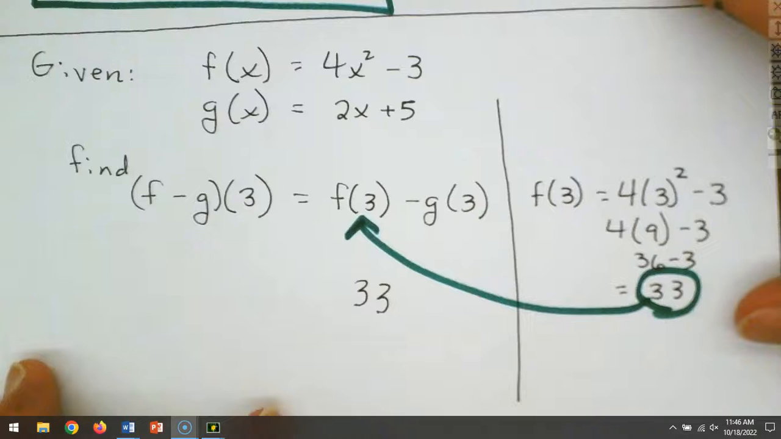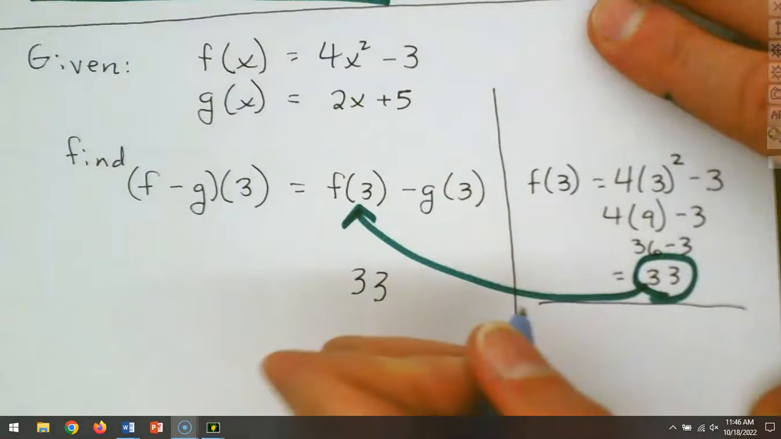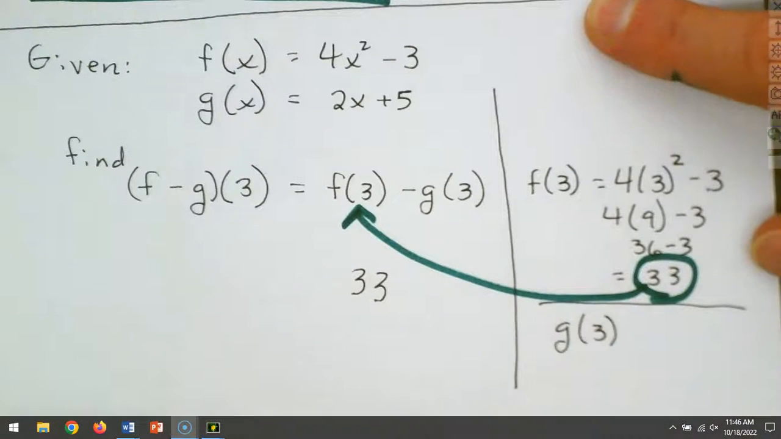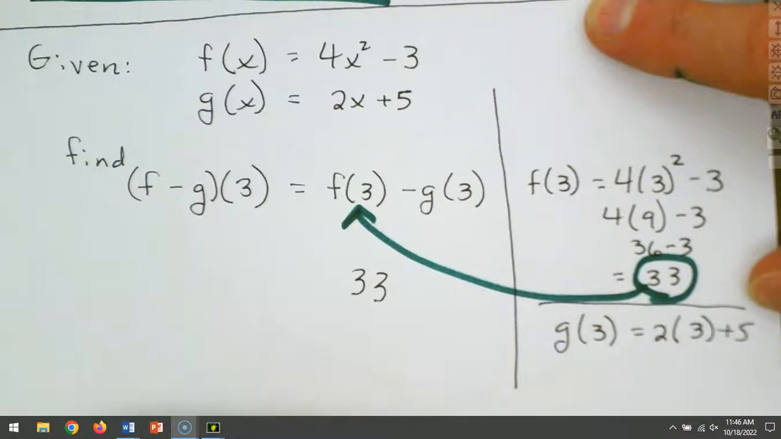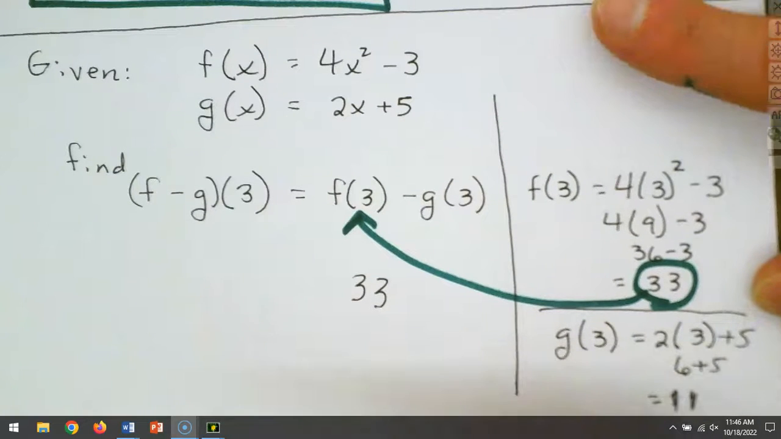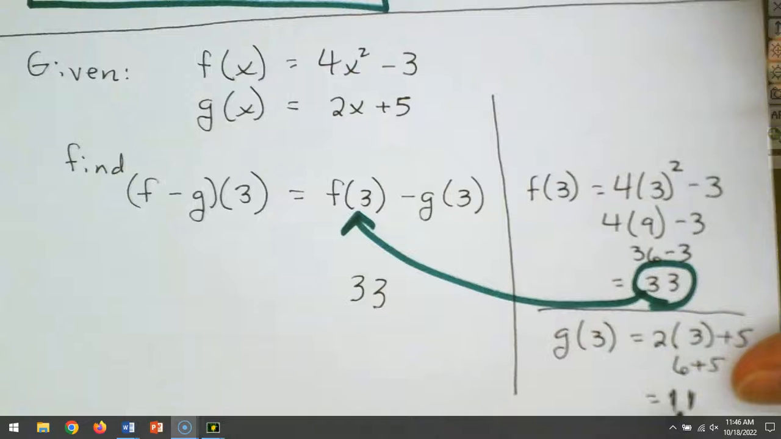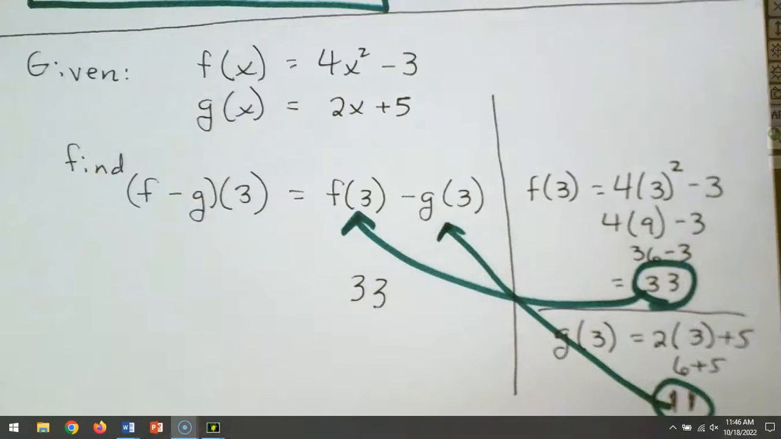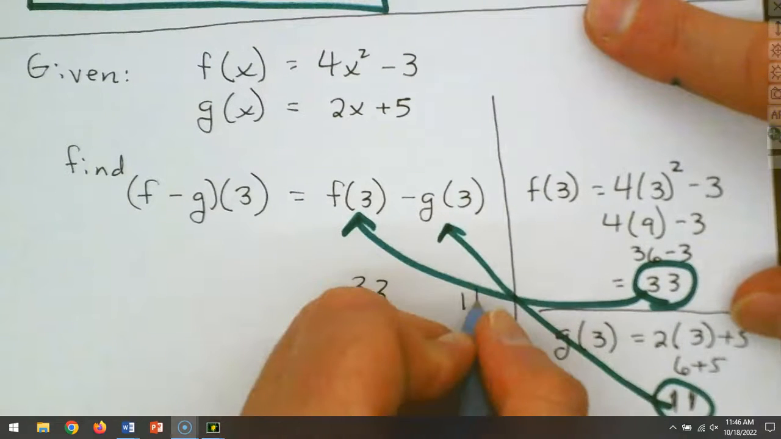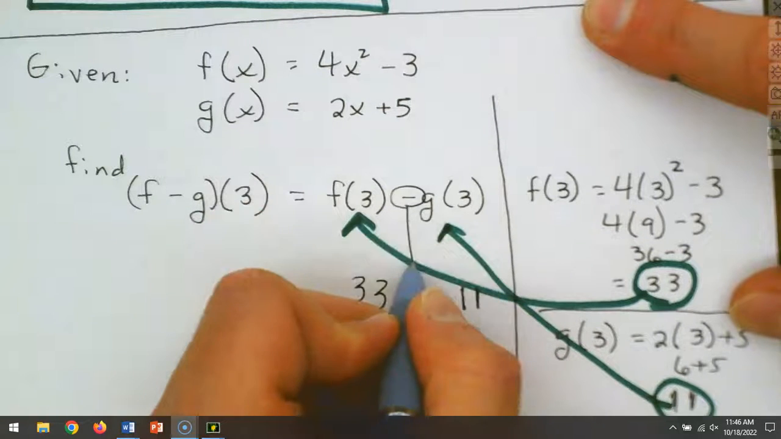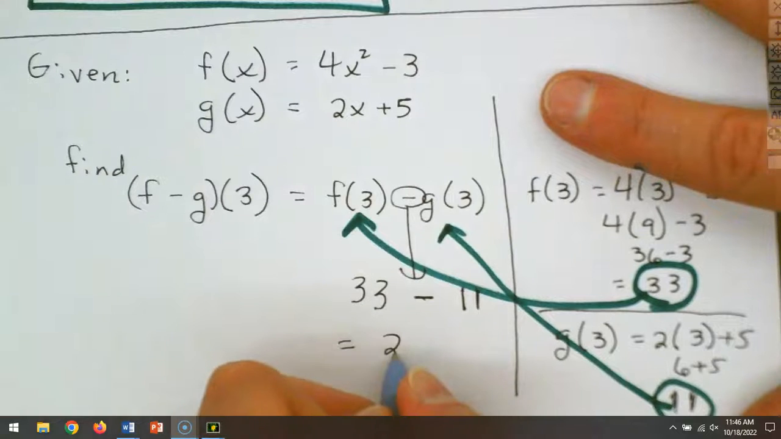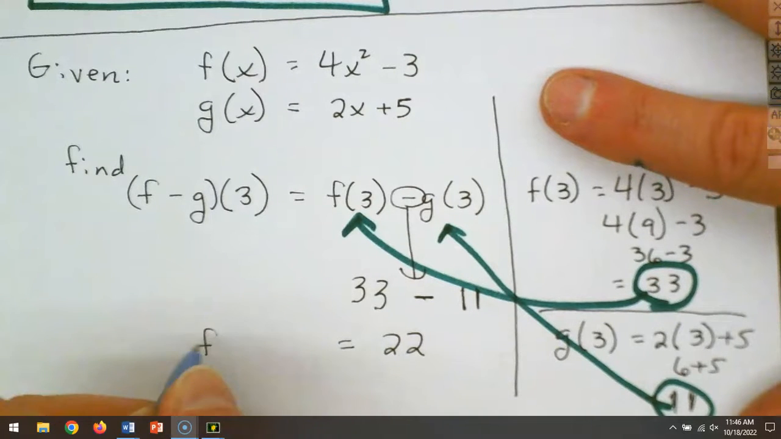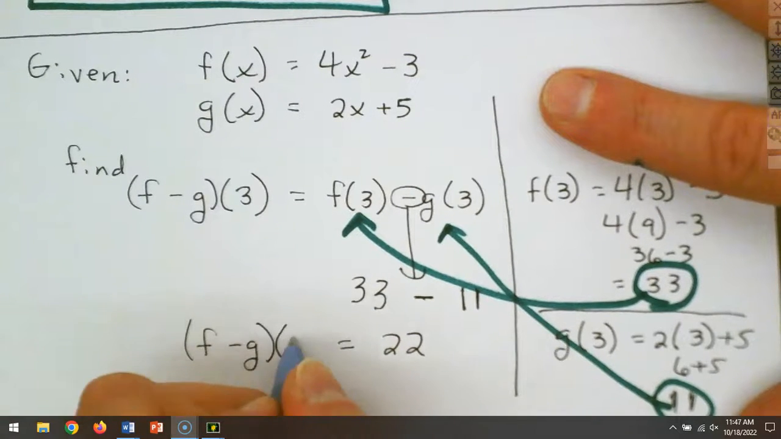Now we repeat the process with g of 3. And g of 3 is 2 times 3 plus 5. So that's 6 plus 5, which is then 11, isn't it? Okay, and we replace it. So that's going to come down now as an 11. And what's in between them? And now we've got 33 minus 11. That makes it a 22. And that is f minus g of, in this case, 3.